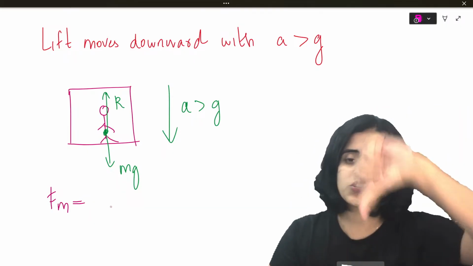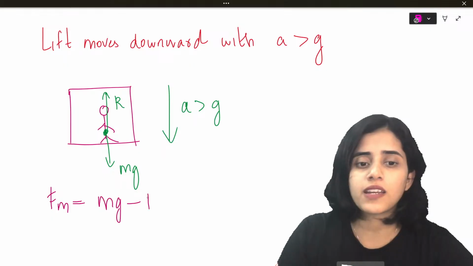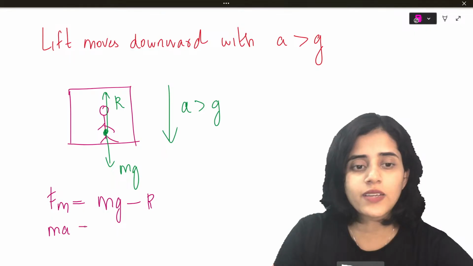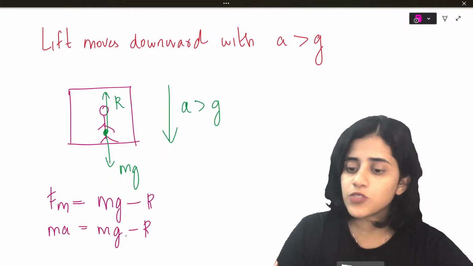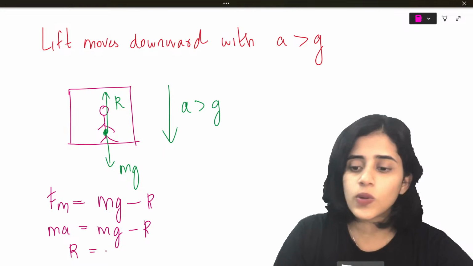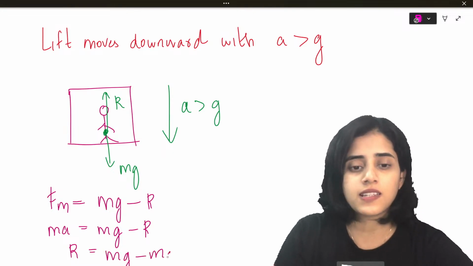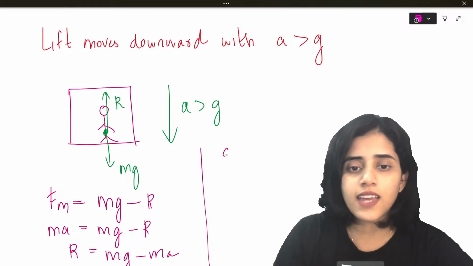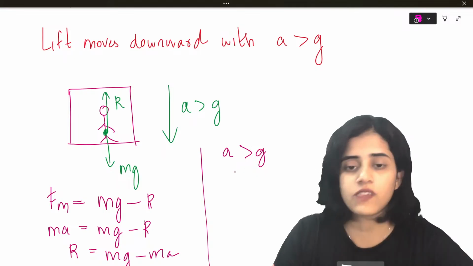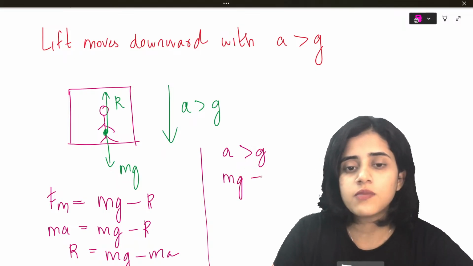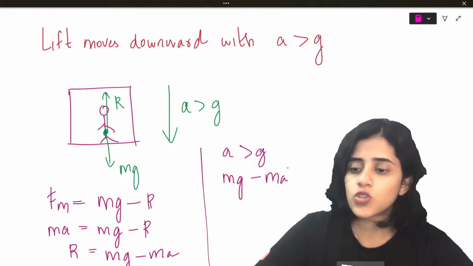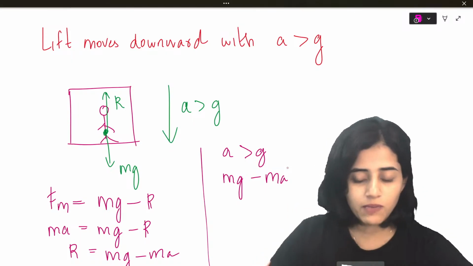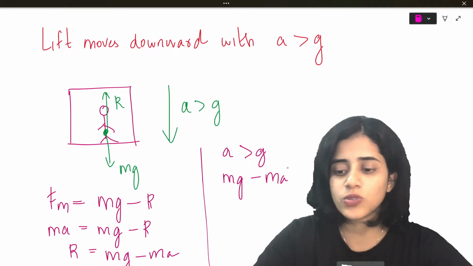So which force should come first? mg minus R. Newton's second law, F is equal to ma, so ma is equal to mg minus R. So R is equal to mg minus ma. Since acceleration is greater than gravity, mg minus ma, will it be positive or negative? You tell me.